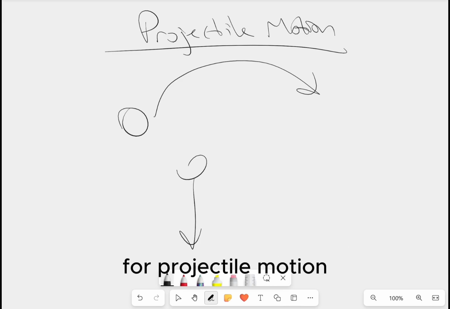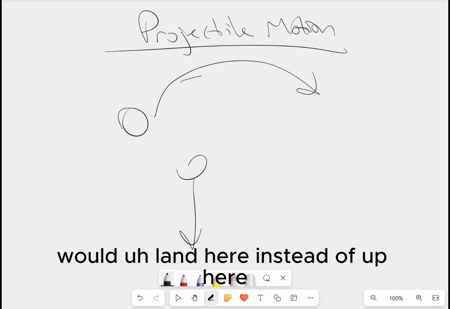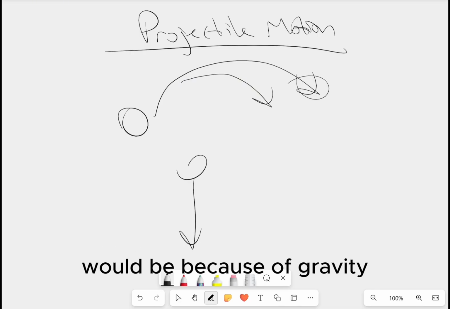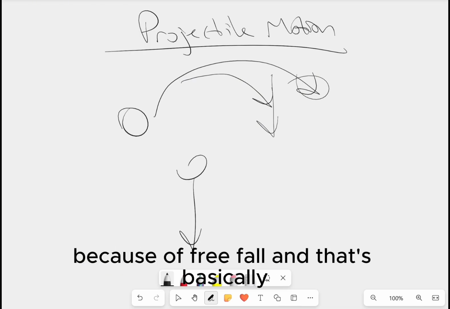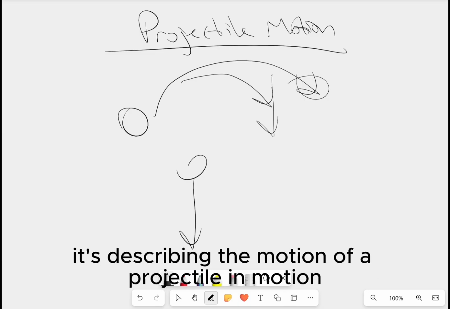For projectile motion, the only reason that a ball would land here instead of out here would be because of gravity, because of free fall. And that's basically all projectile motion is talking about. It's describing the motion of a projectile in motion.